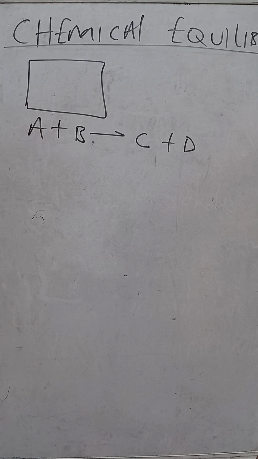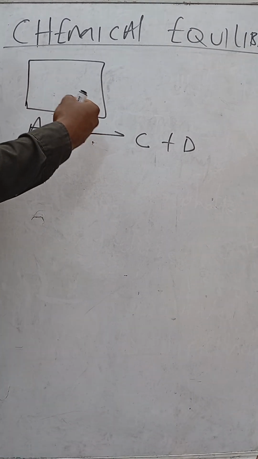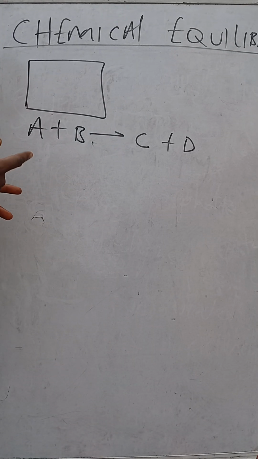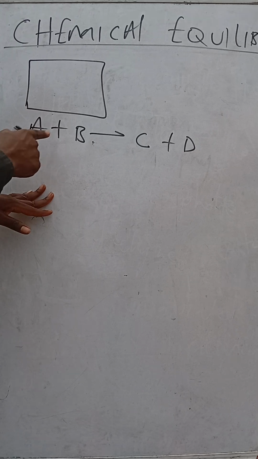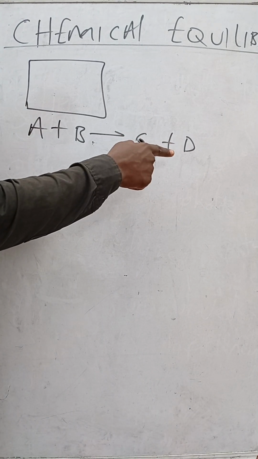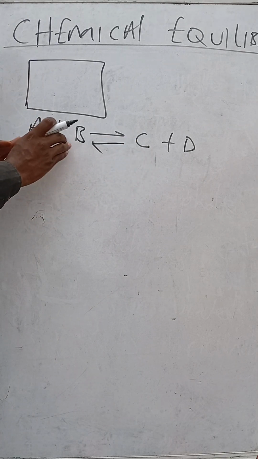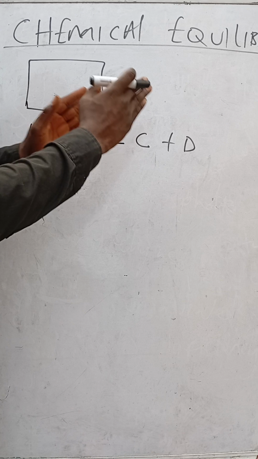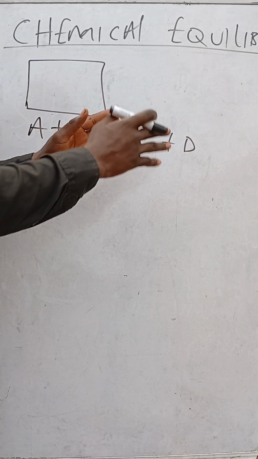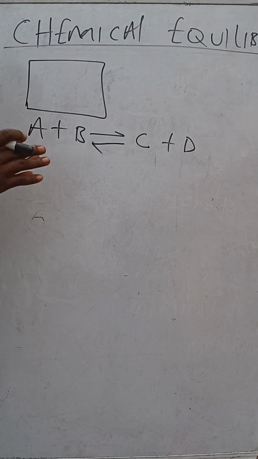Now, if A plus B reacts to give C plus D, and C and D react in the same manner to give A and B, there will be a point during the reaction where the rate at which A plus B is reacting to give C plus D is equal to the rate at which C plus D is reacting to give A plus B. At that same rate, we will say we have established equilibrium.